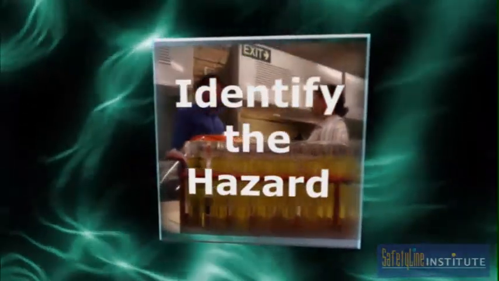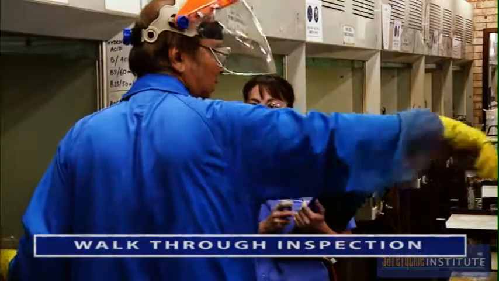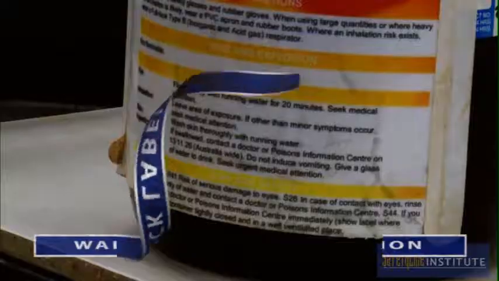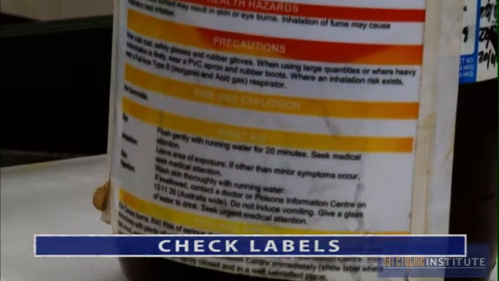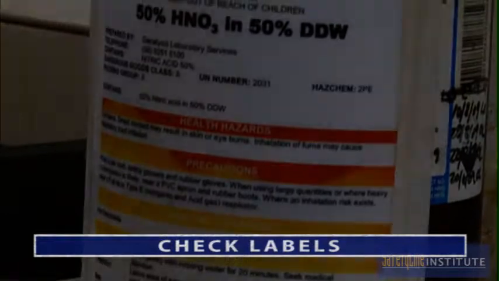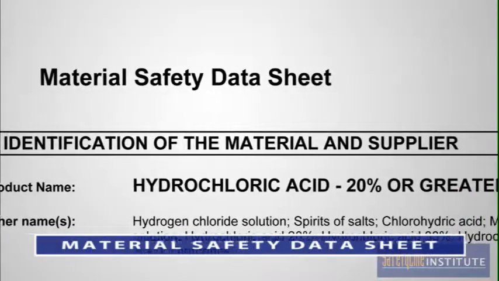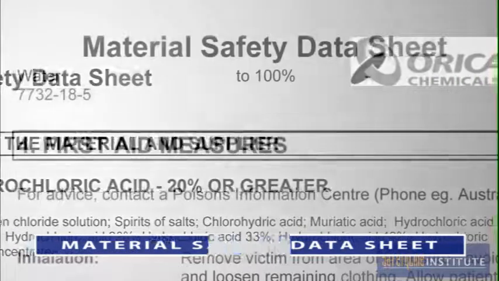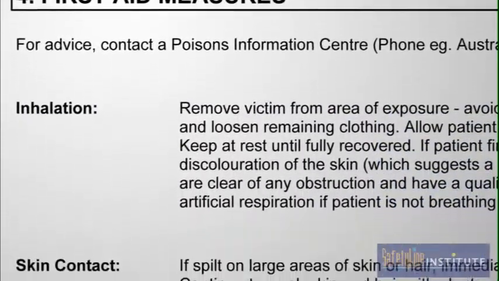Talking to workers during a walkthrough inspection is the best way to start identifying the hazardous substances in the workplace. During the walkthrough inspection, it's important to read the labels on the chemical containers and also check the Material Safety Data Sheet, or MSDS, to see if the substance being used is hazardous. The MSDS is provided by the supplier or manufacturer of the chemical.